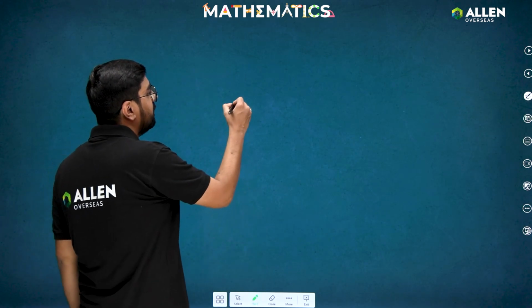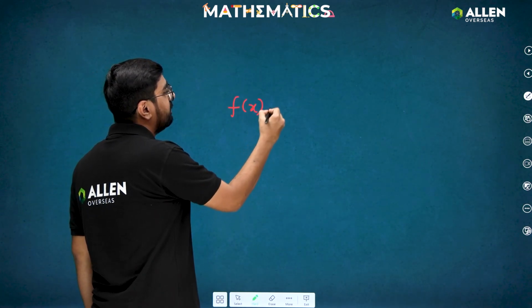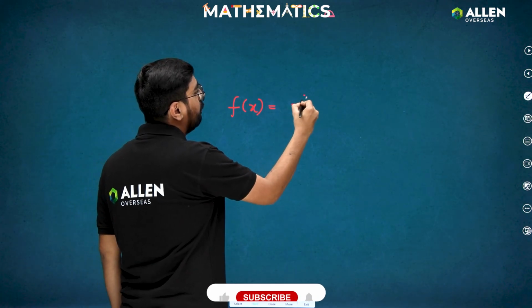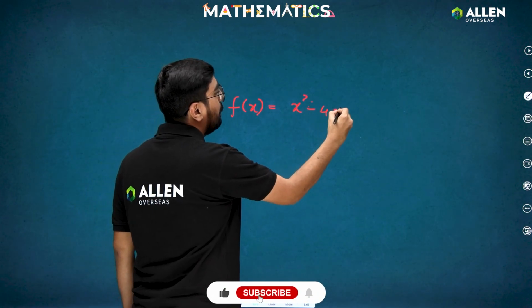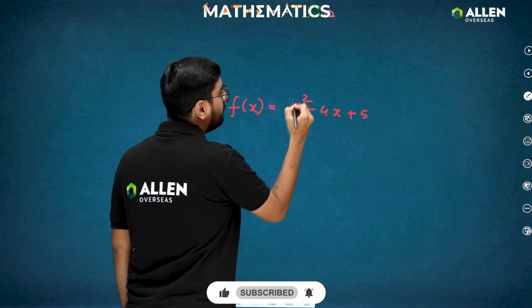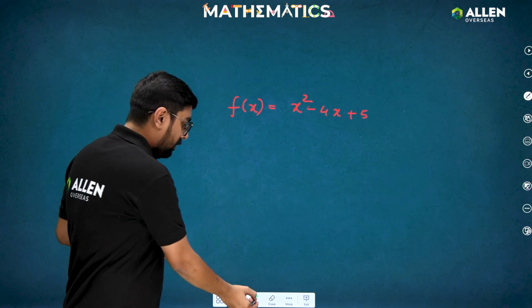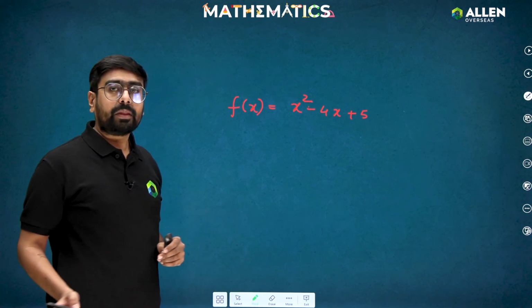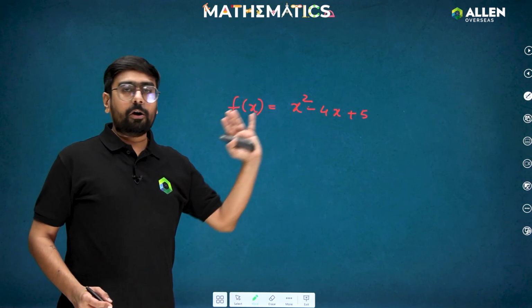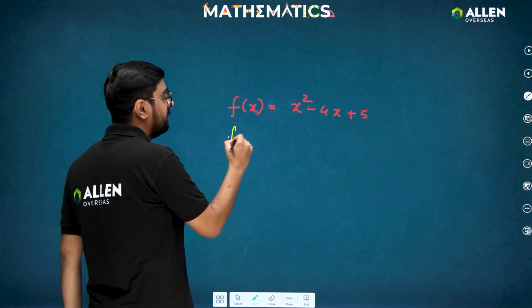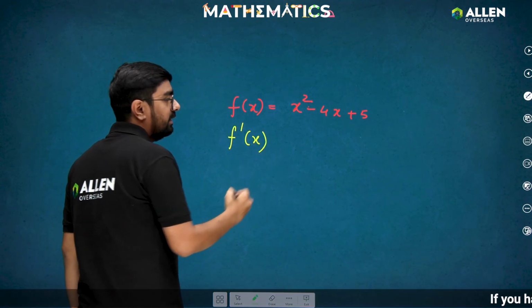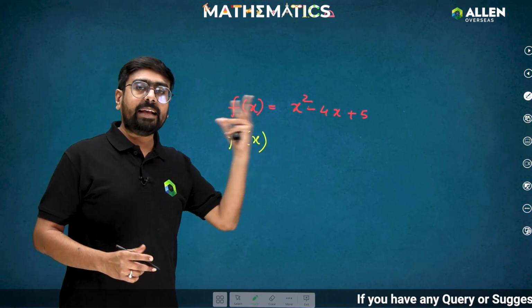Let's take a simple function. Let's say f of x is equal to x square minus 4x plus 5. This is our function, and we are supposed to find the local minima or local maxima of this function. Now, to find the local minima or maxima, first I have to perform the first derivative test, and the first derivative test says that put f dash x is equal to 0.